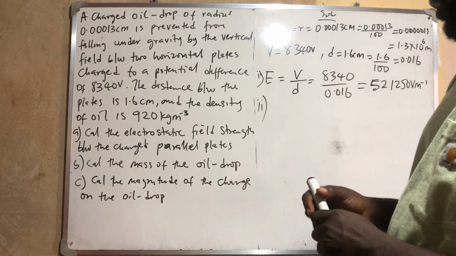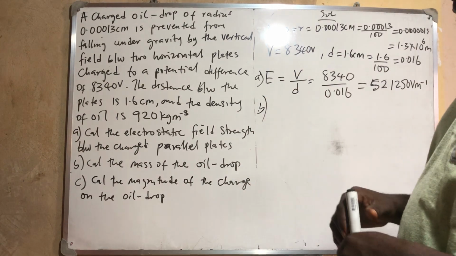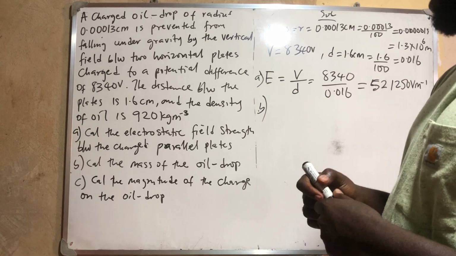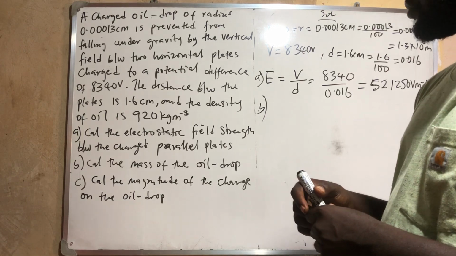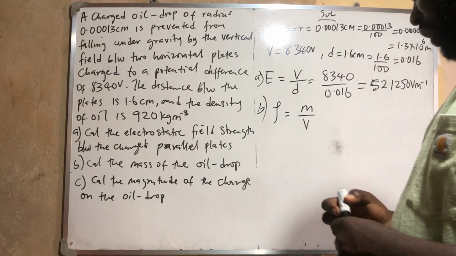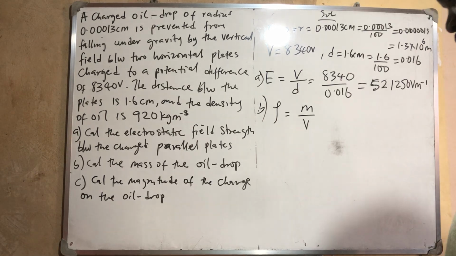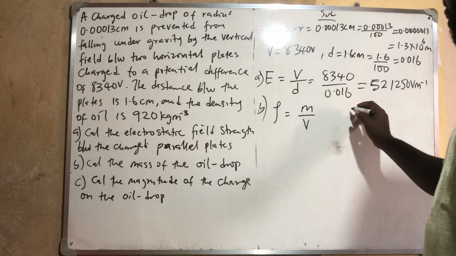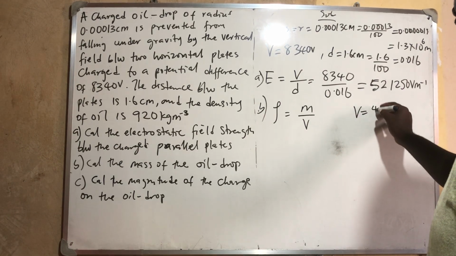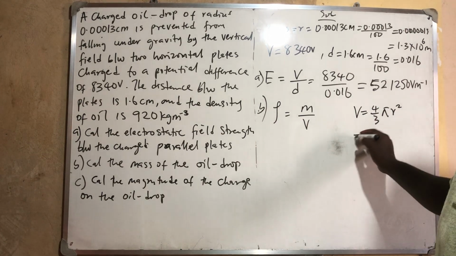Now the second thing they say we should calculate, this is A, is the mass of the oil. If you are calculating the mass, you should not forget that density is mass over volume. Density is what? Mass over volume. So let's get the volume. The volume we are going to use is 4/3 pi r squared, that is the volume of a sphere.